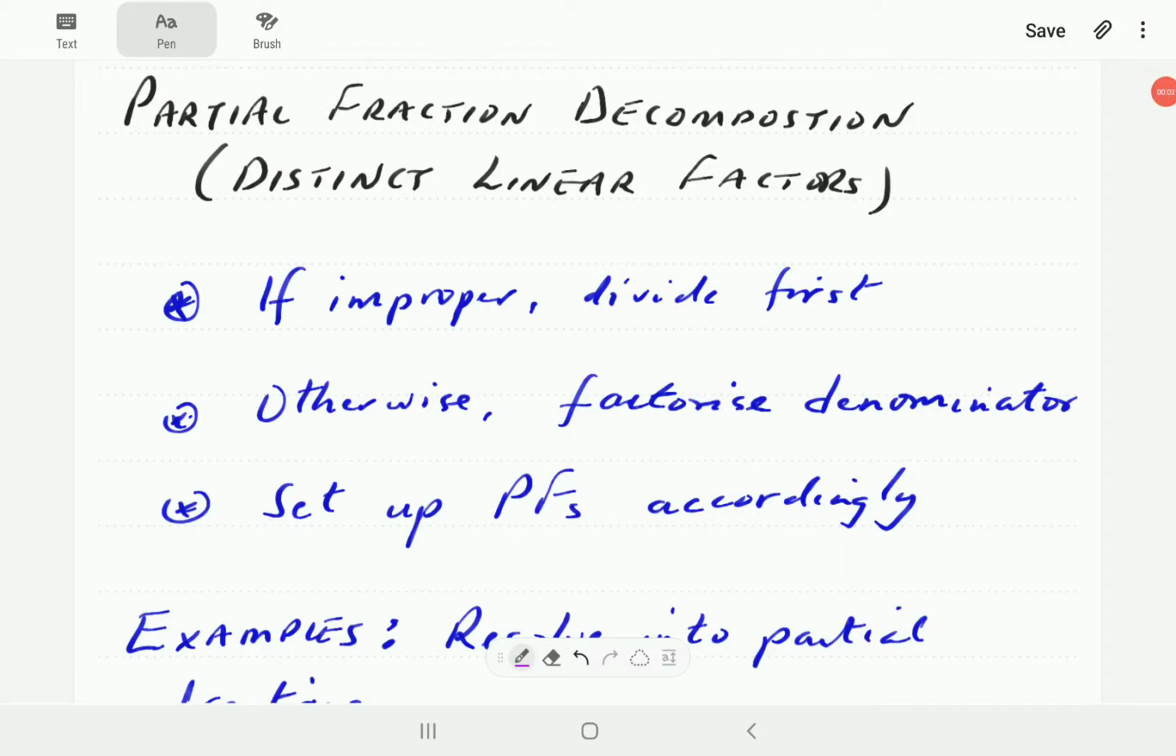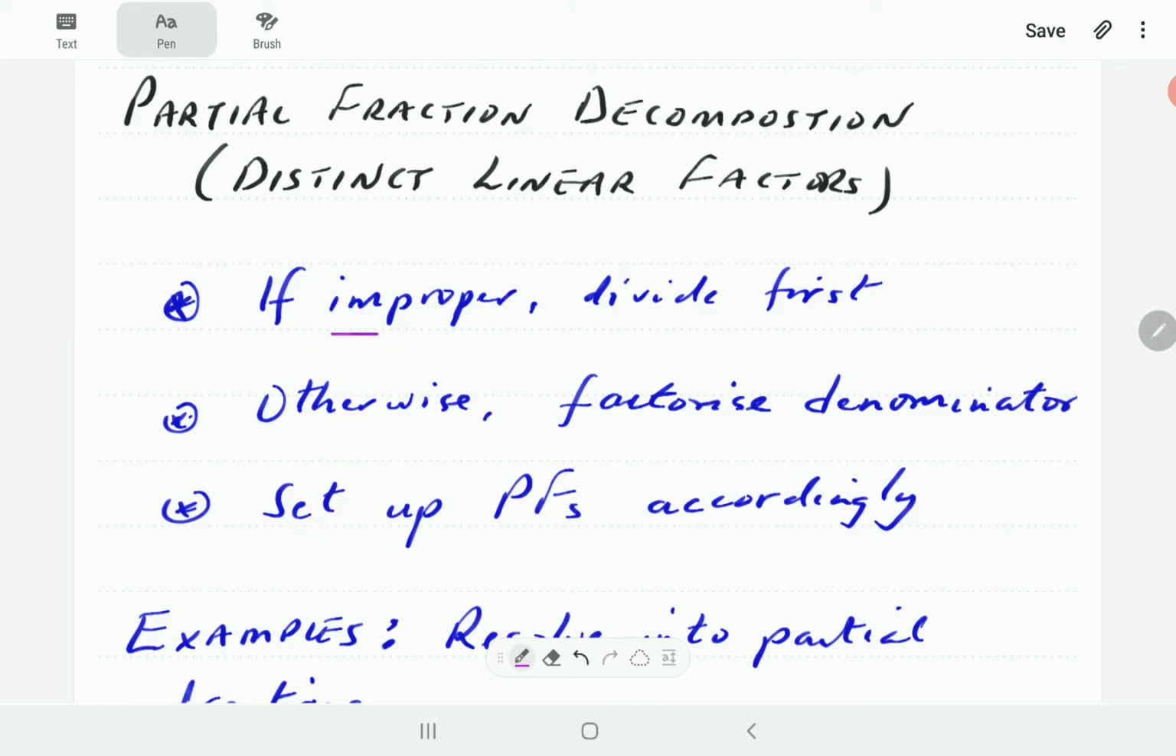Alright, in this video we're going to look at the computational aspects of working out partial fractions. We're going to focus on the case of linear distinct factors. The principles, rules of setting up fractions we have done in a video entitled Partial Fractions 1. So if you haven't looked at that one, you might want to look at it.